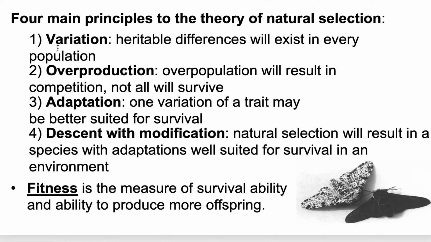The first is variation. That's the heritable differences that exist in every population. There's overproduction, or rather overpopulation, which will result in competition, and not all will survive. The third is adaptation. One variation of a trait may be better suited for survival. And then the fourth thing is descent with modification. Natural selection will result in a species with adaptations well suited for survival in the environment, right?